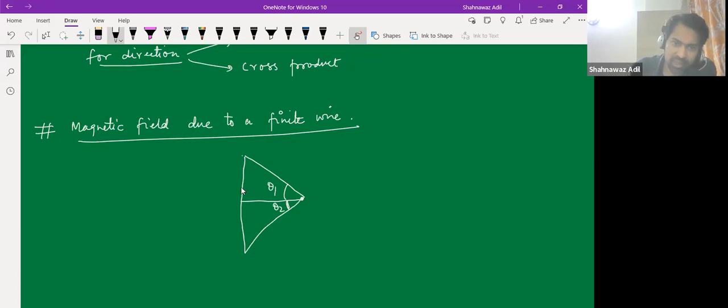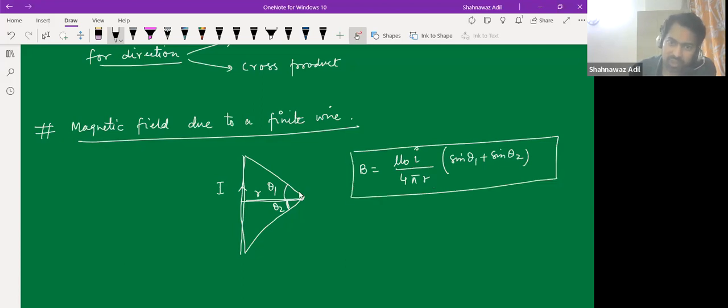So the magnetic field, let's say current I is flowing. So the magnetic field due to this finite wire, let's say this distance is R, would be mu naught I by 4 pi R times sine theta 1 plus sine theta 2. So that is the magnetic field due to this finite wire, right? And from this result, we can calculate.